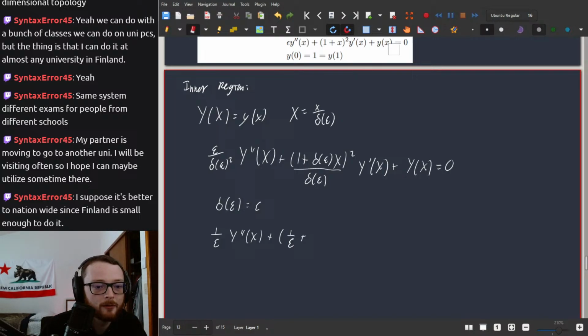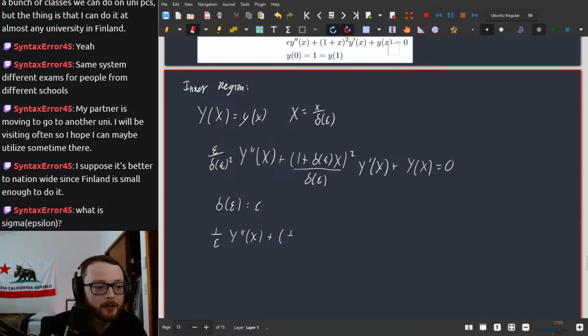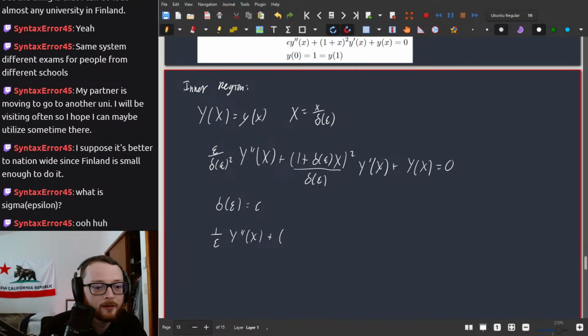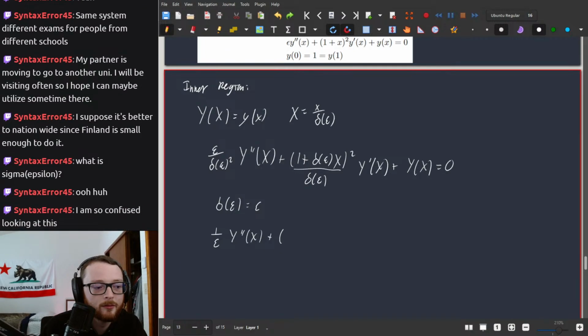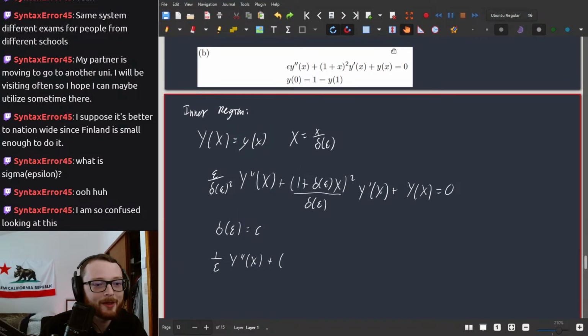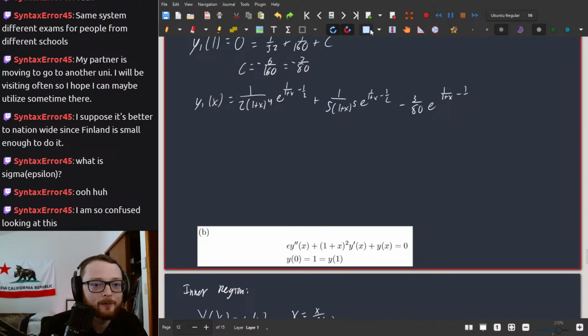Wait, what's happening here? Oh, this is a well. Okay, first off, this is supposed to be a delta. My handwriting isn't very good though. Let me back up.